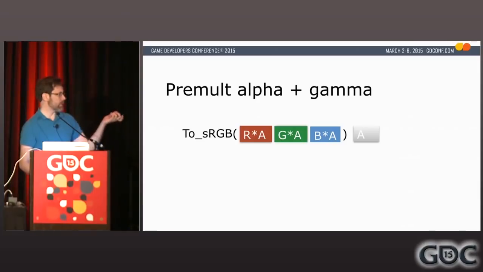So what happens is when you convert from the sRGB gamma to linear, you'll get R times A, G times A, B times A, as you expect. The other thing to note here is that for alpha, you don't apply the gamma correction. Alpha is always a linear value.